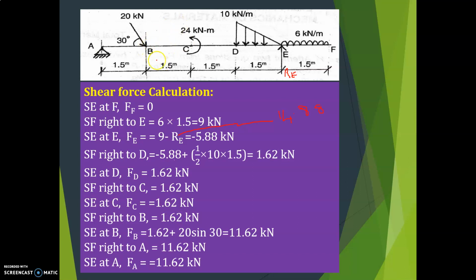Then at C also 1.62, then right of B that is also 1.62, then at B that is 1.62, then right side downward plus 20 sin 30. Okay, so that is 11.62. Then right of A, that is the same 11.62, then at A 11.62, that is always equal to RA. Okay, this is the shear force calculation.